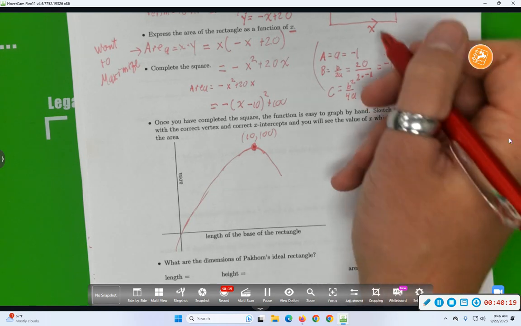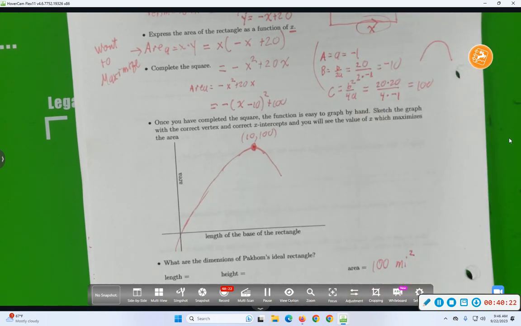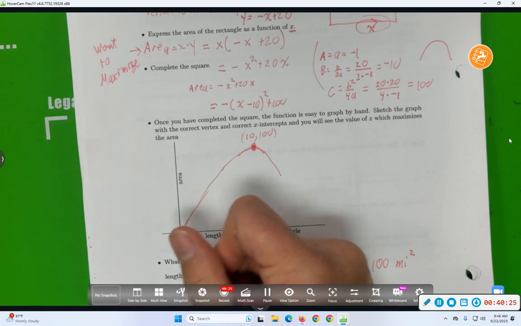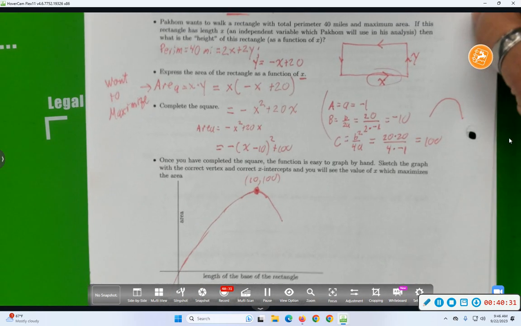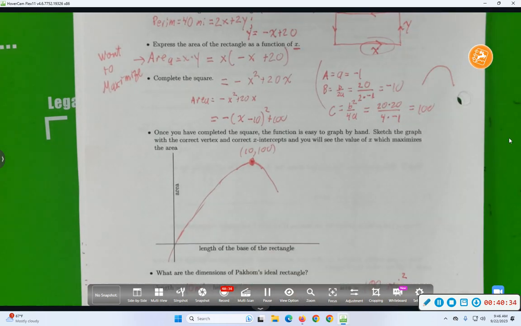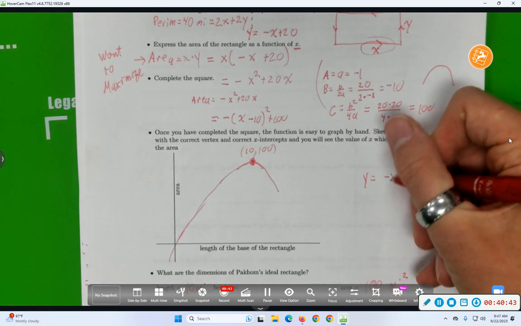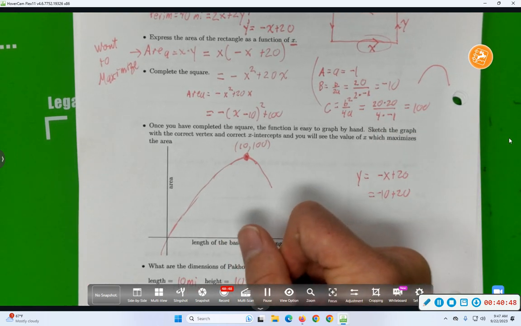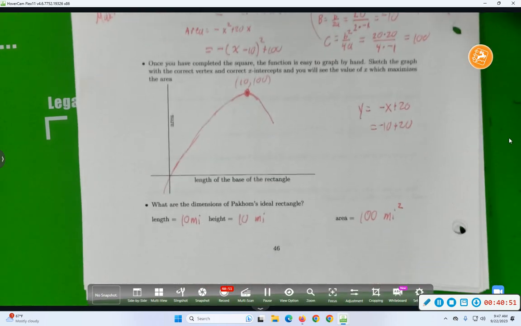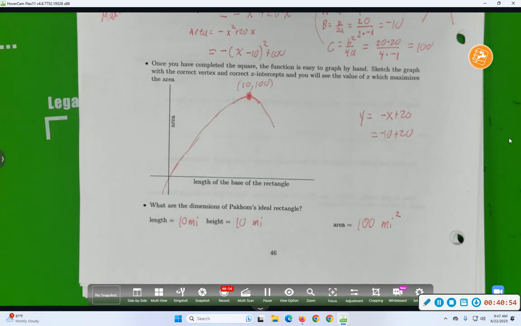So the length of the rectangle was the parameter we called x, right? So what was x? 10 miles. The height was the y component of the rectangle. Have we written down what y is equal to yet? Not for this particular x value, but could we figure out the y value? Yeah, y is equal to negative x plus 20, which is negative 10 plus 20, which is 10 miles. So it sure looks like the mathematics is saying that the ideal rectangle here is a 10 mile by 10 mile square, which will result in 100 square miles being captured.